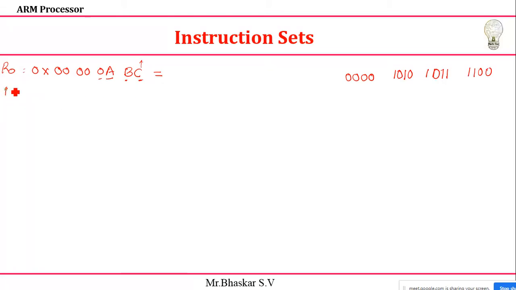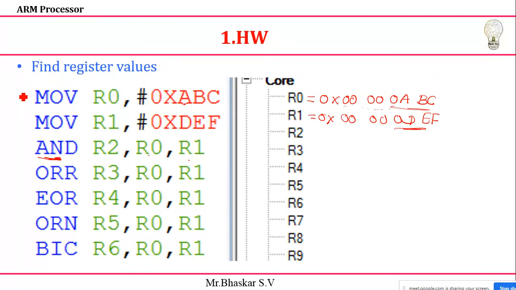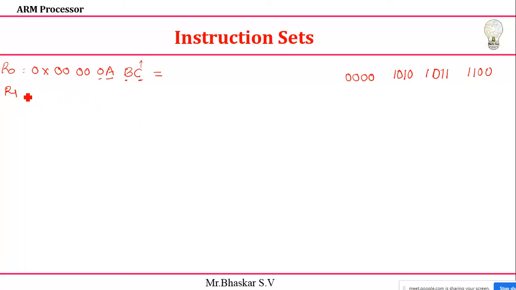Next, the second value I'm going to take. So the R1 value is DEF. DEF means I'm getting 0x000000EF. So F, first you need to take F. F value is 1111. Similarly, what is the E value? 1110. Similarly, the D value, what is the value? 1101. So next it is zeros.